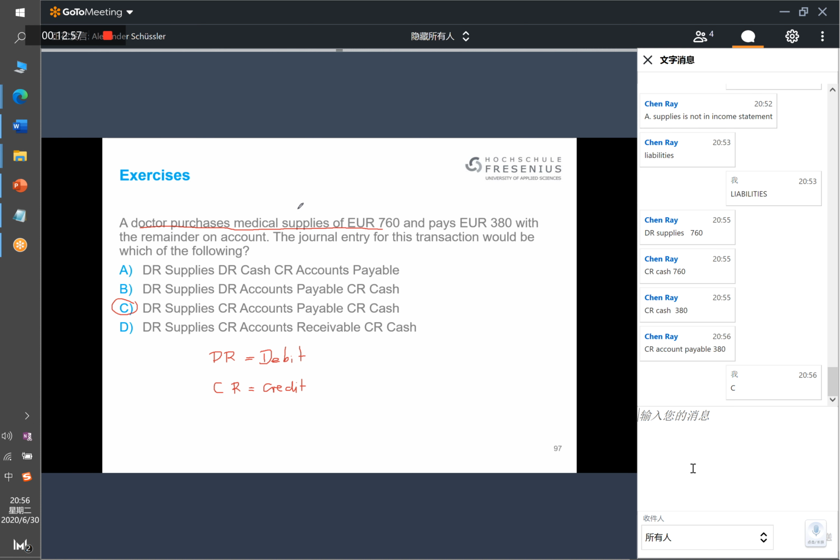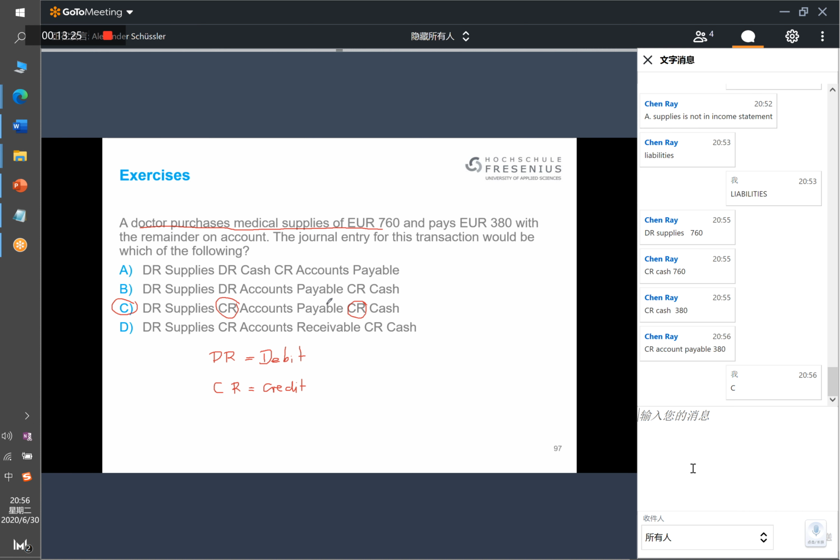Debit supplies because the doctor purchases the supplies. So the supplies asset goes up, and the doctor pays cash 380, yeah, that's why cash is credited, with the remainder on account. Yeah, the remainder is on account, that's why it's also credited. Yeah, so C is correct.